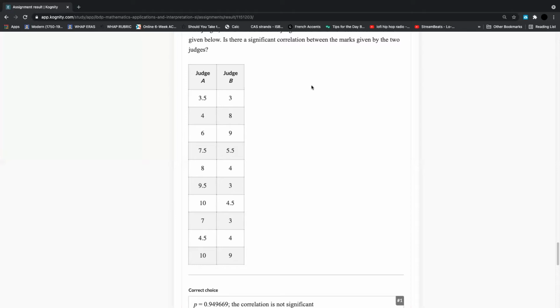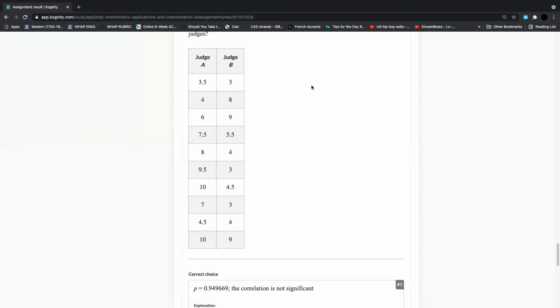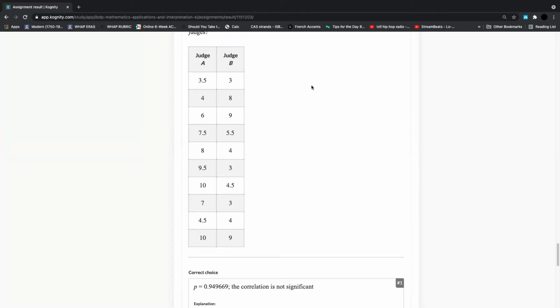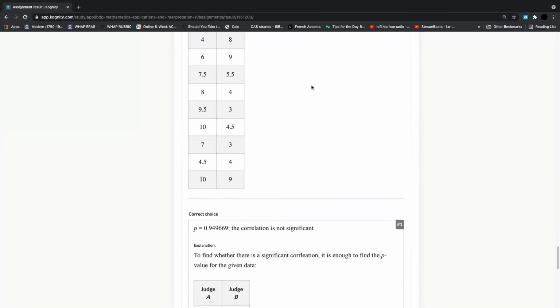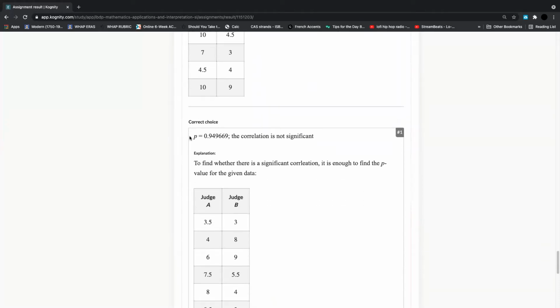Crap, I lost it. One sec. And then click calculate, and you should get a p-value of 0.949669, which is the correct answer. And since it's way bigger than 0.10, 0.05, 0.01, we know that the correlation is not significant.